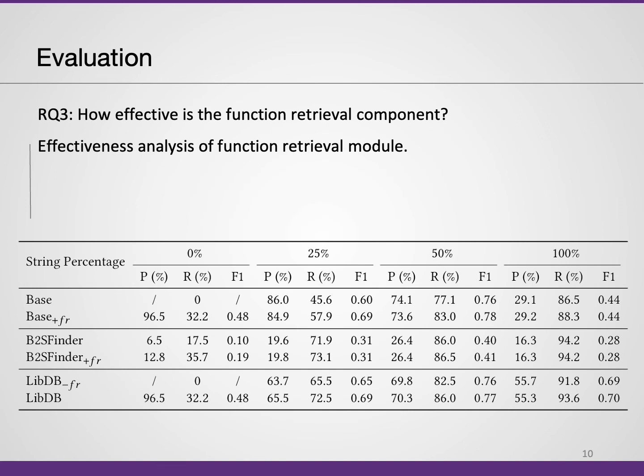We analyze the effectiveness of the function retrieval module in improving the recall when no enough basic features are available. Detection results on data with different proportions of basic features are provided in this table. It shows that our function retrieval module can bring different improvements to all methods. Improvements are more significant when there are fewer basic features. In extreme cases, for binaries without basic features, the function retrieval module can achieve a precision of 96.5% and a recall of 32.2%.